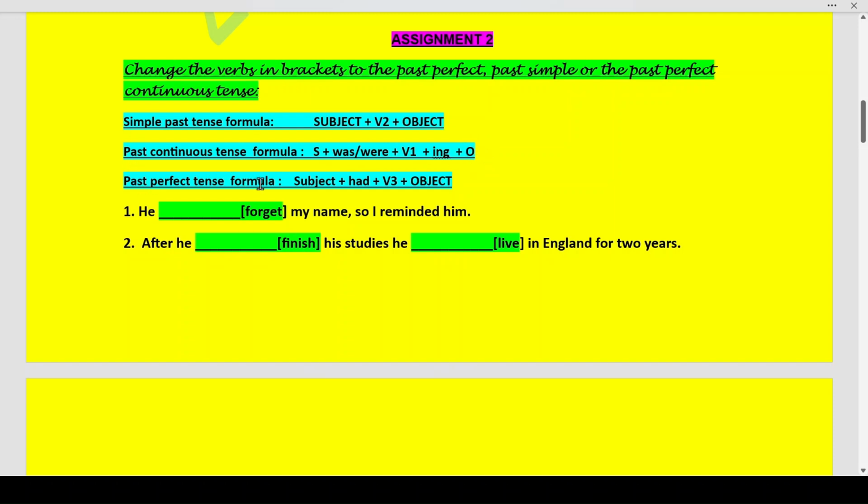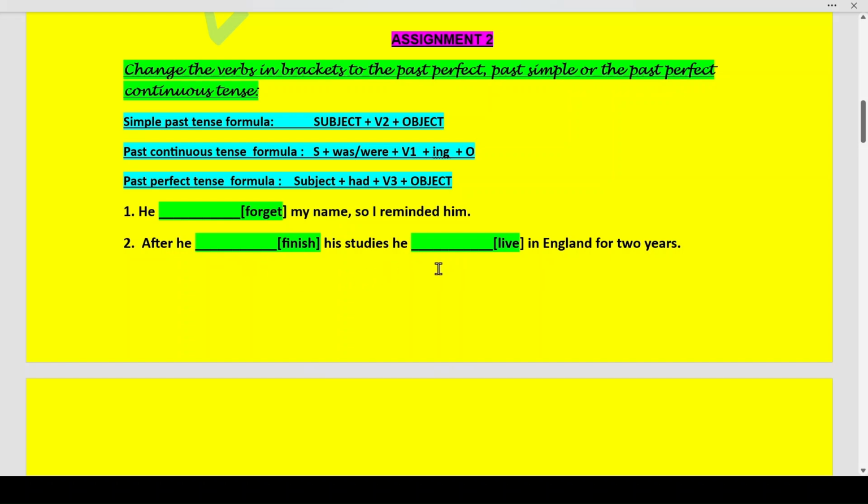And what is the formula of past perfect tense? It is subject followed by had, followed by V3 form of the base form of the verb, plus the object. He forgot my name, so I reminded him. He had forgotten my name, so I reminded him. Now this is in the past perfect tense. He had forgotten. Forget, V3 form is forgotten.